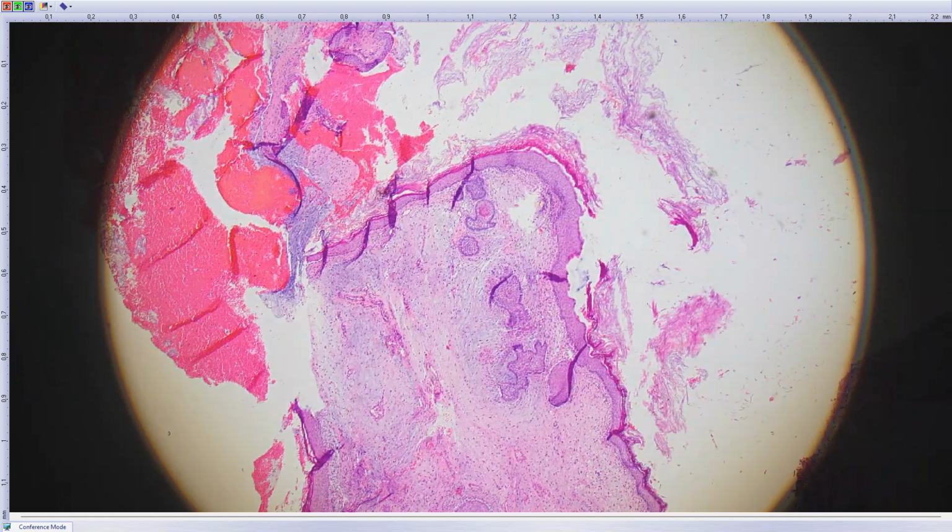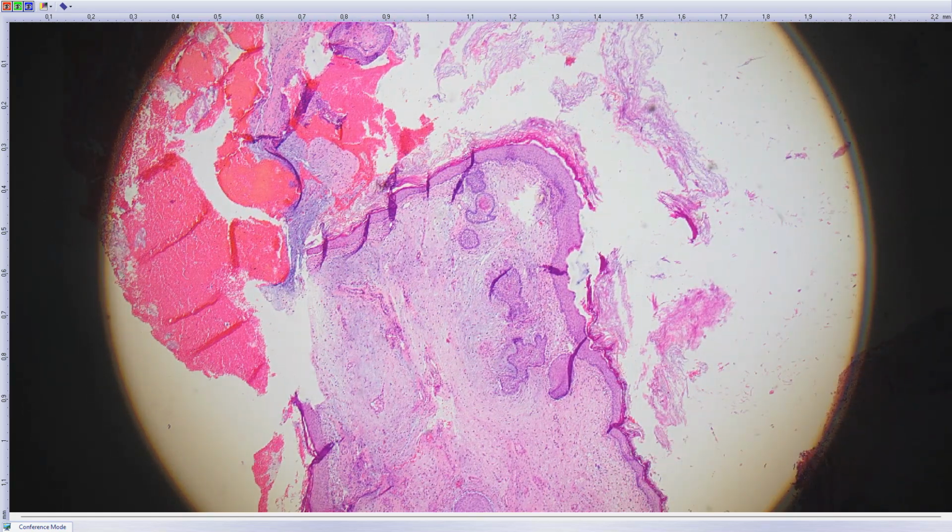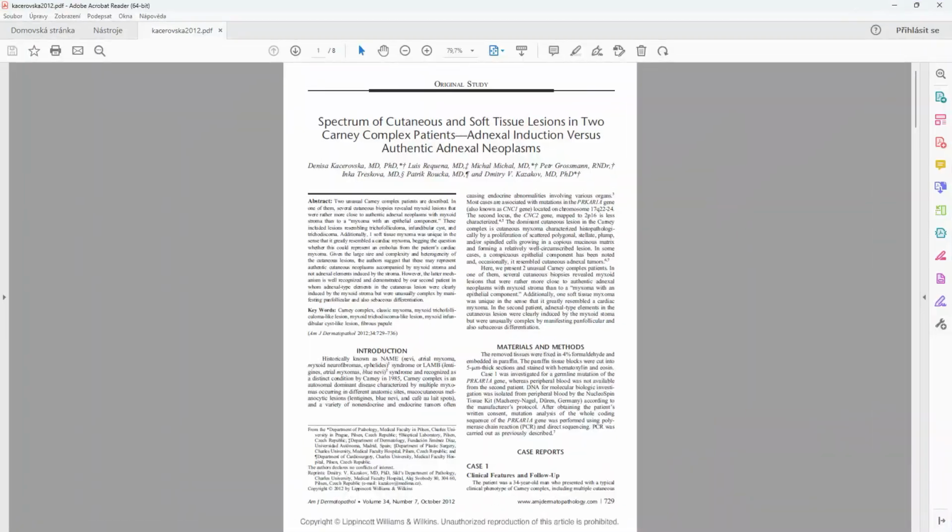Sometimes this proliferation may be tumor-like, and I've got one paper about that. Carney complex, is that? It's an 11-year-old boy, so I suggested they should perform genetic testing for Carney complex, because in this very young age, cutaneous myxomas are part of the syndrome.